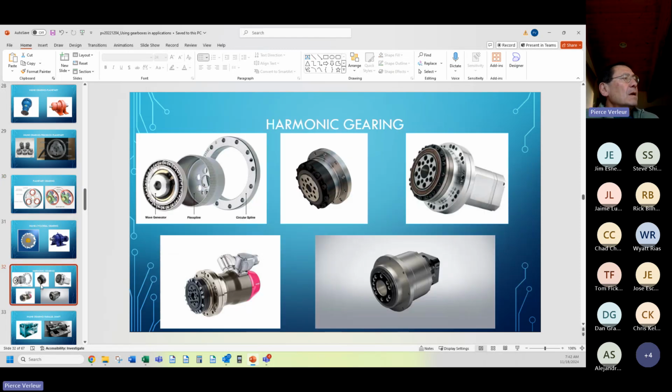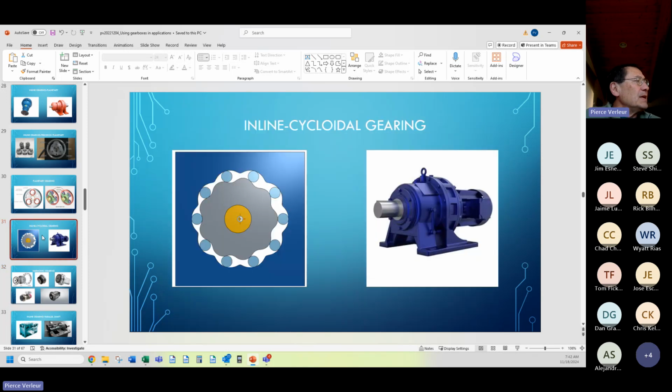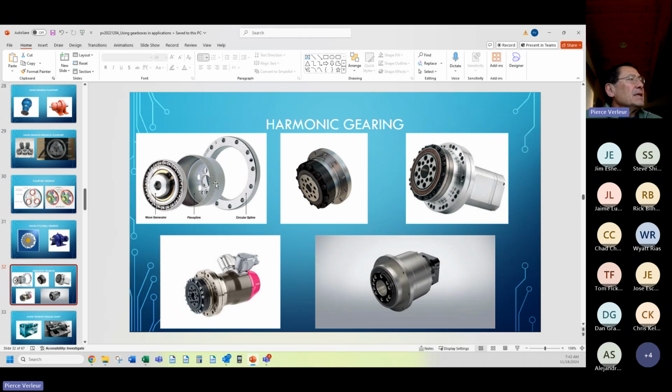Now, harmonic gearing is a whole different story. And this is somewhat the same principle as cycloidal gearing, but it basically uses this piece here and distorts it the entire time the gearbox is running. It's called strain wave gearing. Harmonic gearing is because of the dominant player in the market. It's called harmonic drive. It's kind of like Kleenex. But it's officially called strain wave gearing.